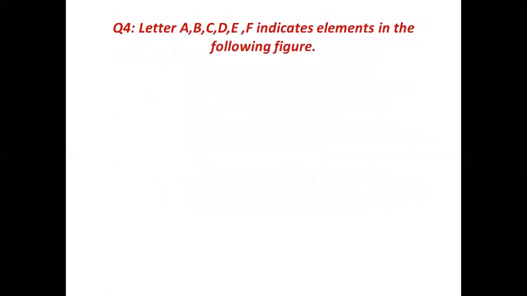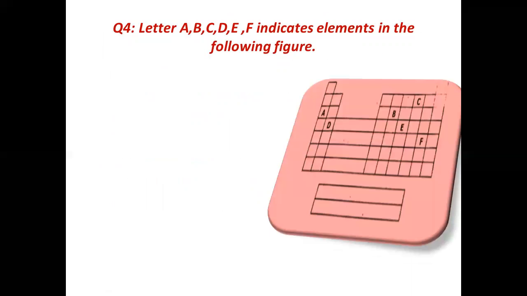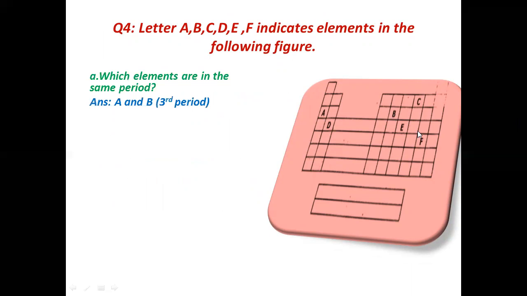Question number 4. Letters A, B, C, D, E, F indicate elements in the following figure. You can see in this figure A, D, B, C, E, F. These are different elements. Which elements are in the same period? You can see A and B are in the same period, and D and E are in the same period. So A and B are in the third period, and D and E are in the fourth period. Mistakenly, I mentioned F; it is E.